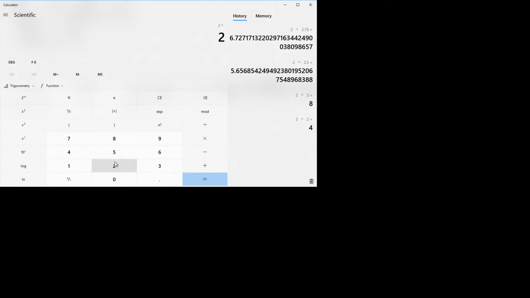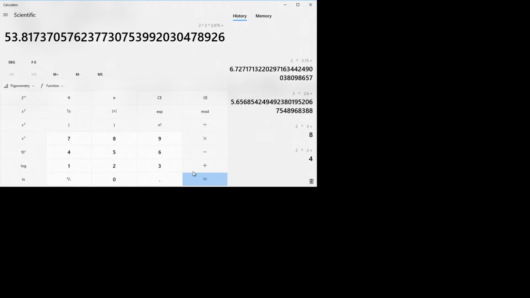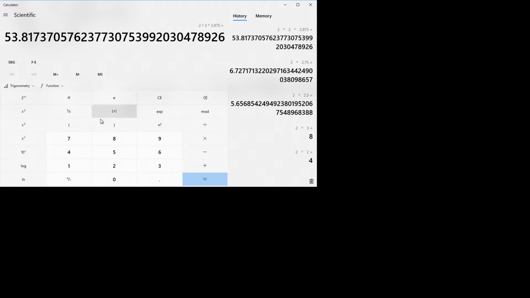Anyway, whatever. I don't have to be perfect. Thank you. 2.875. I'm trying to do the math in my head here with decimals. It's not that easy. So if we go 2 to the power of 2.875, so now whoa, did I make a mistake there? Oh, I did. I did a double 2. Sorry about that. 2 to the power of 2.875.